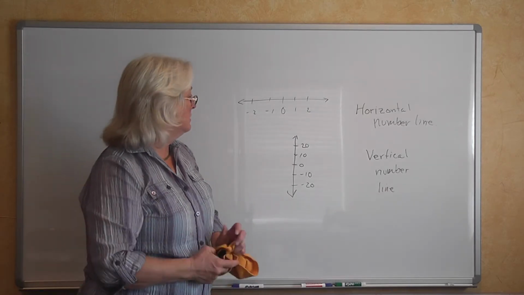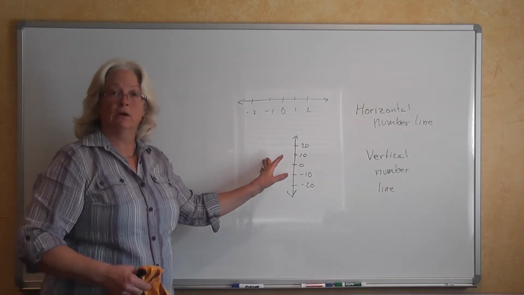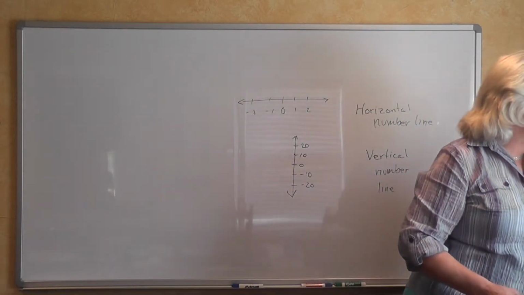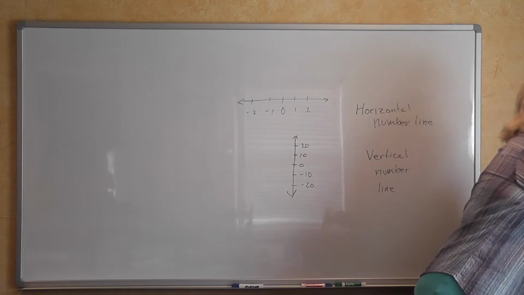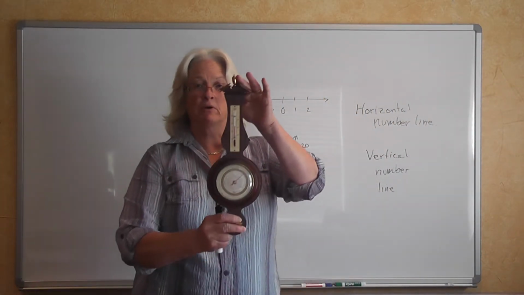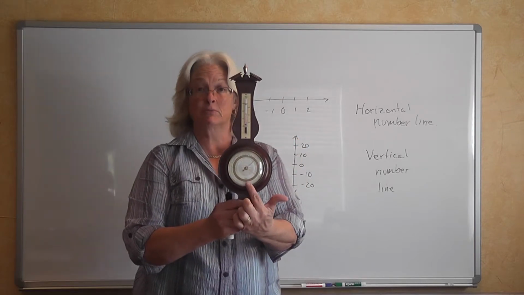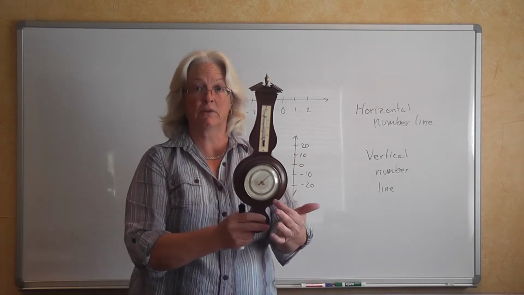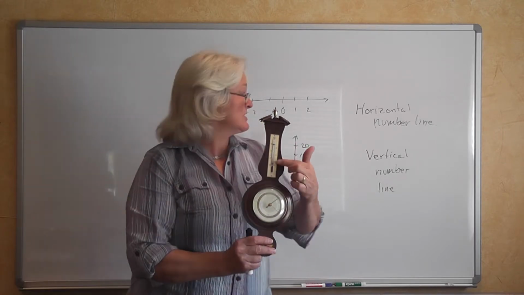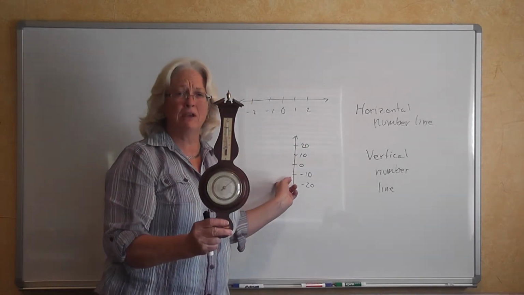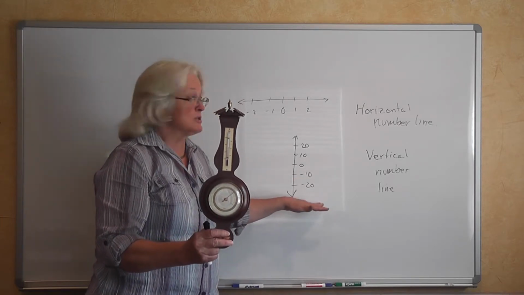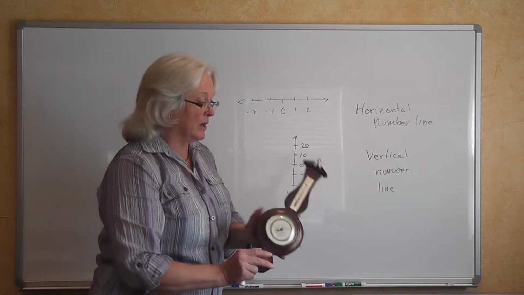Who can think of an example of a vertical number line? Matter of fact, I have one right over here. This was my grandfather's. It's a combination barometer and thermometer. The barometer is at the bottom. It talks about air pressure, which has nothing to do with this course. However, we've got this little thermometer here. And as soon as I said thermometer, you thought, oh yeah, I see those all the time. The only thing that a thermometer is, it's a vertical number line.